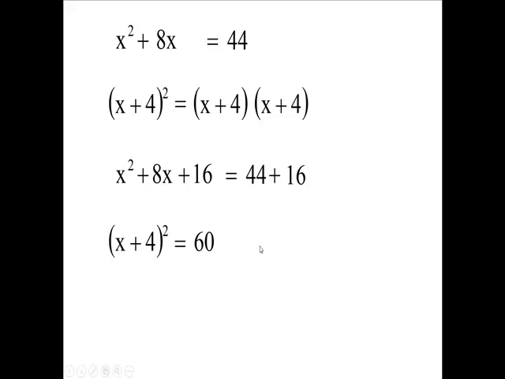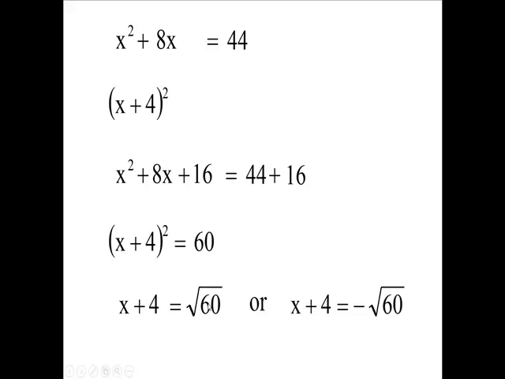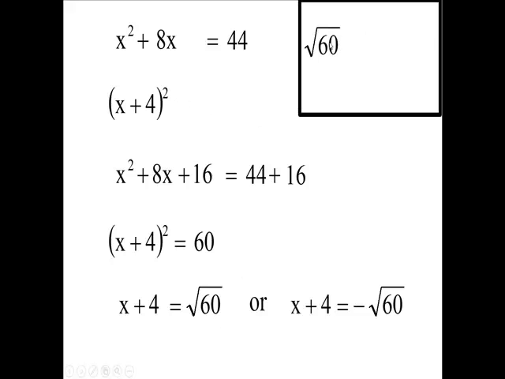Now, let's look at this a little closer. If I take the square root of this, you'll get x plus 4. Now, that's either going to be plus the square root of this, or it's going to be minus the square root of that. Okay? Now, what is the square root of 60? Get rid of some of this stuff so I can write up here. Square root of 60 equals, 4 times 15 is 60.